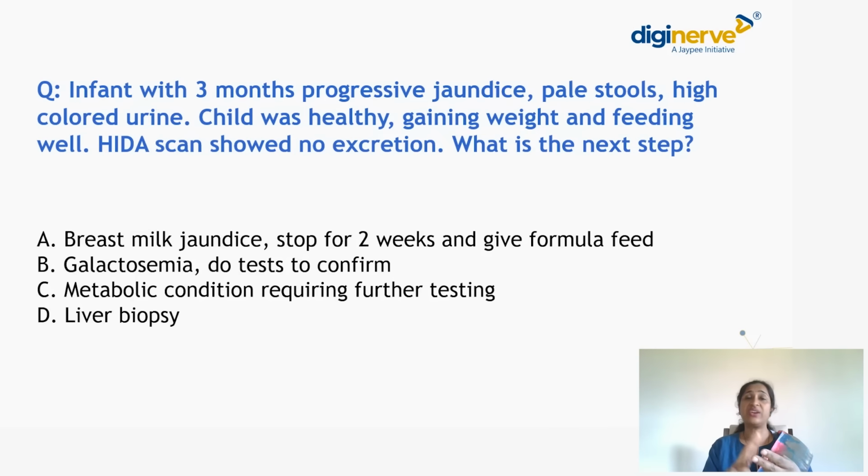Galactosemic children have very severe failure to thrive. They have hepatitis features. They are continuously vomiting. They are sick. Starting from the neonatal period, they're very sick. The statement of being healthy and gaining weight is never going to happen. Option C. Metabolic condition requiring further testing.